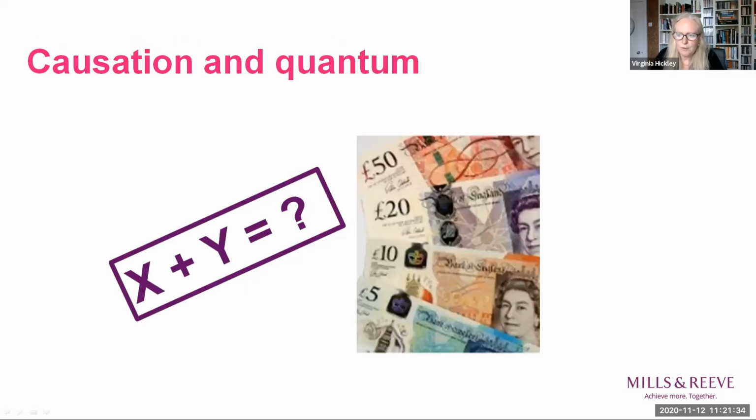You'll then move on to trying to work out causation and quantum. They're big words, and what do they actually mean? Well, causation is the link between the breach of the duty and the loss. Quantum is how much are we talking about? So in relation to causation, you need to consider whether the damage was foreseeable.